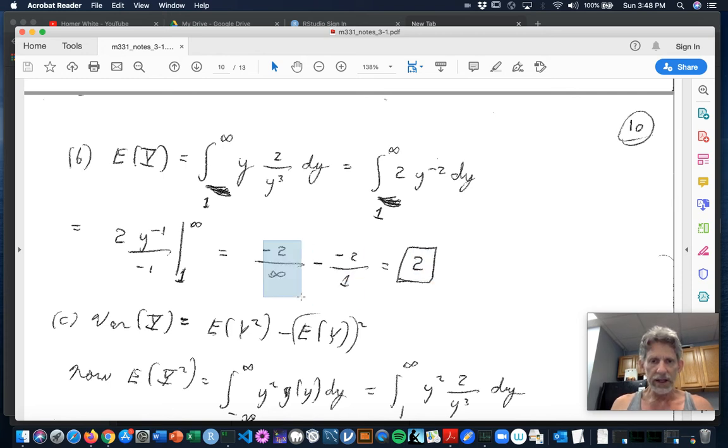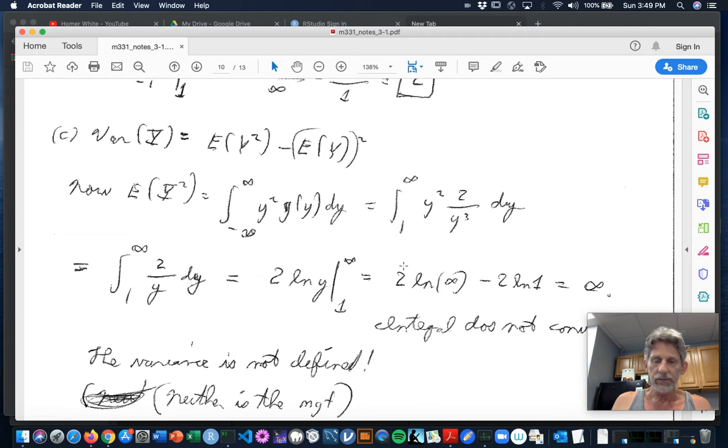But then I think about this, where in my mind I'm really doing the limits. What's minus 2 over a bigger and bigger number? It's going to limit out to 0. And so I've got 2. So just accidentally, the expected value turns out to be 2, just like C did. It's a total accident.